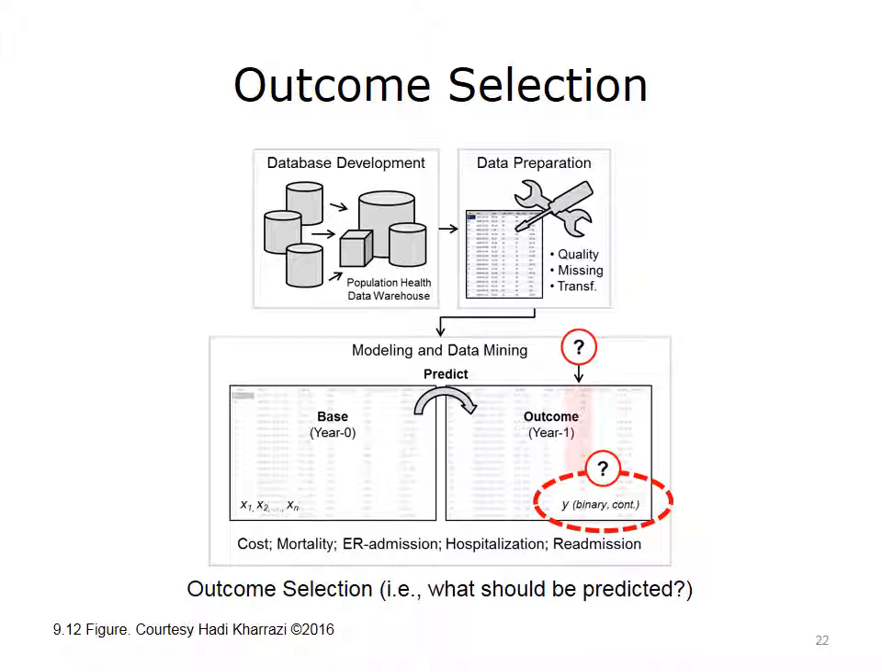The top half of the diagram refers to the starting point of the population health modeling process. The bottom half of the diagram shows the modeling and data mining phase of this process. The highlighted columns of the outcome dataset show that only a segment of the data is going to be used for model development and training.